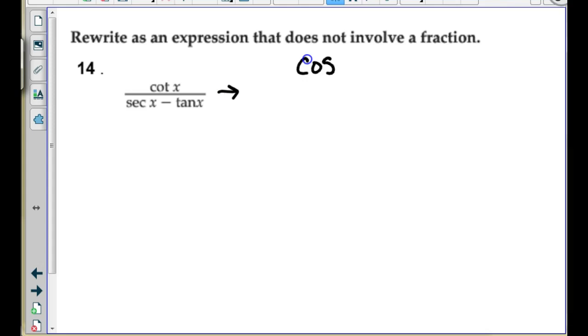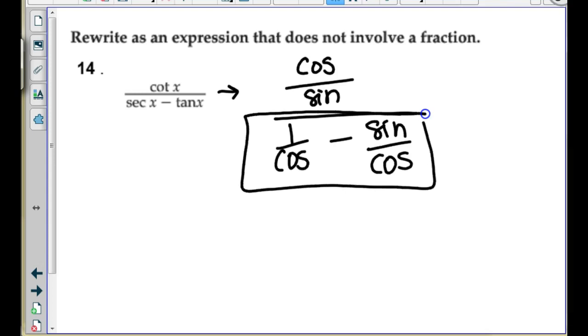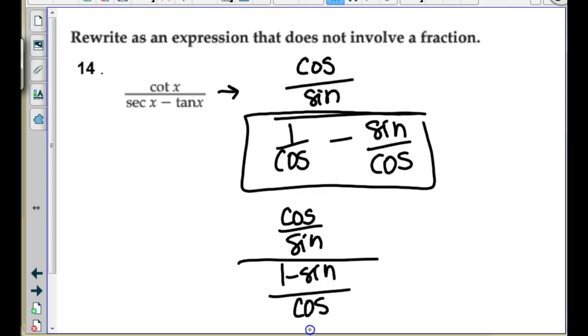Real quick, I'm going to write this one as cosine over sine divided by 1 over cosine minus sine over cosine. What could I do right away? Down here. They have a common denominator, right? So the top is cosine over sine, but what happens down there? 1 minus sine all over cosine.